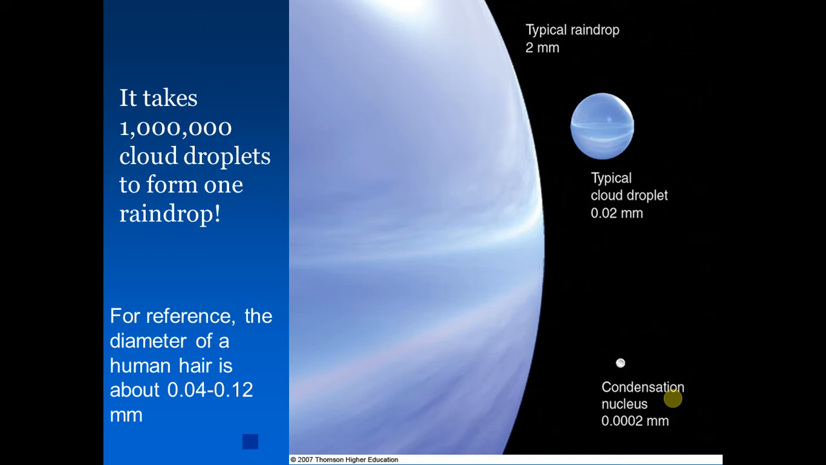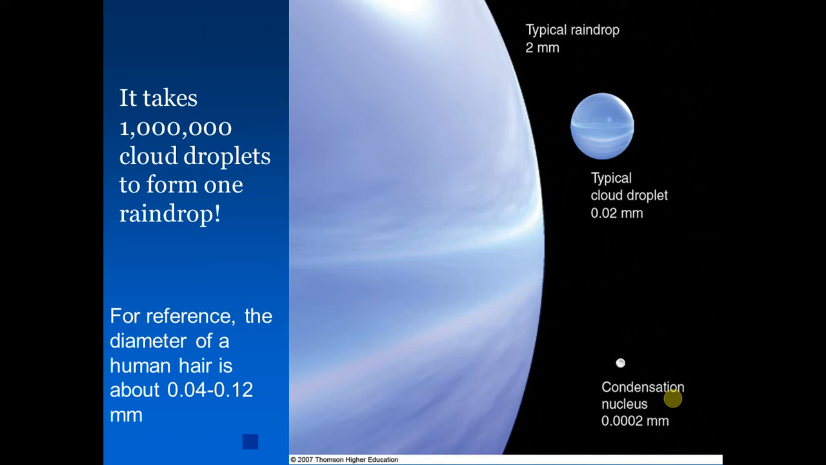Just for reference, the diameter of a human hair is about 0.04 to 0.12 millimeters, depending on the person. Some people have thinner hair, some people have thicker hair. For someone like myself, my hair is really thick, so I have to get special conditioner or else it knots up easily. So keep in mind the relative sizes of the condensation nuclei, the cloud droplet, and the raindrop as we go forward.